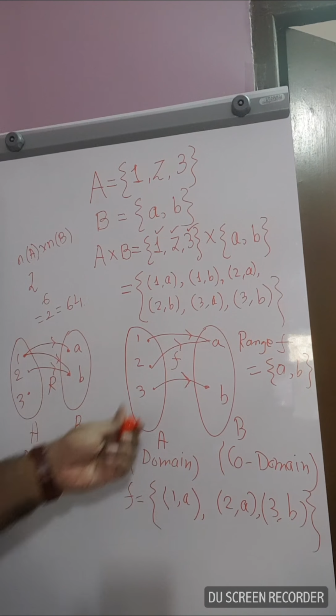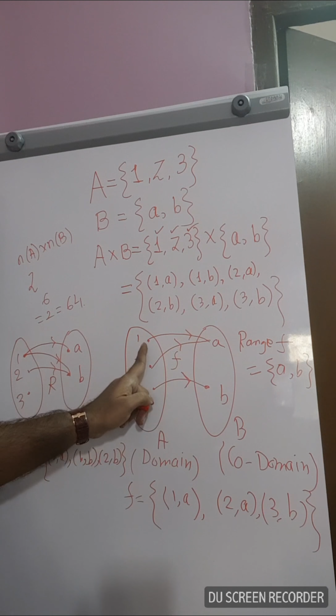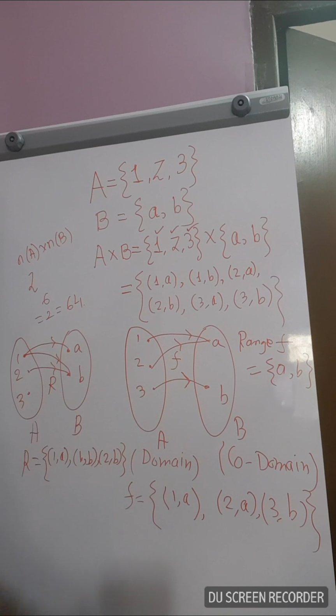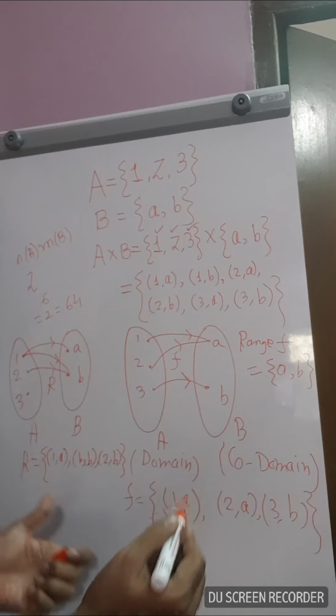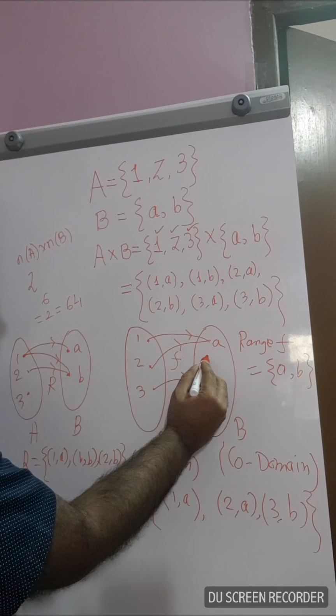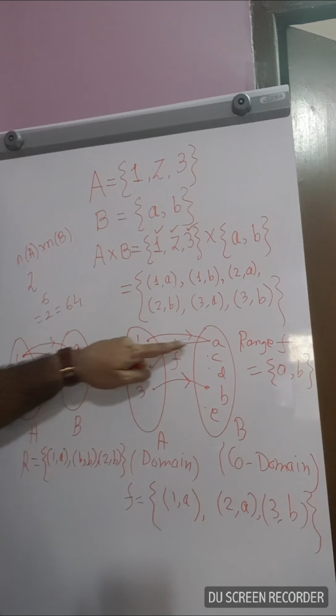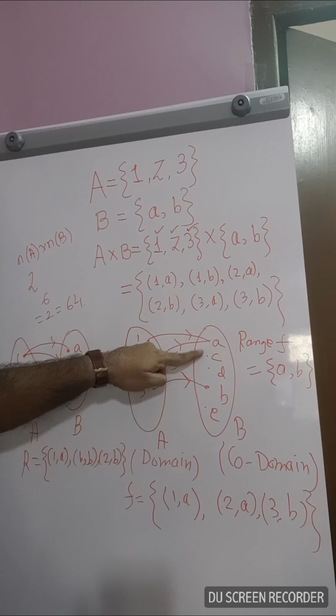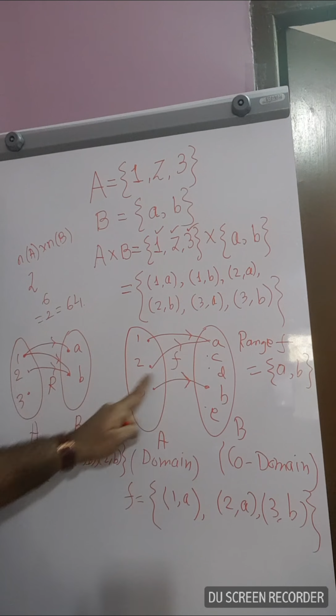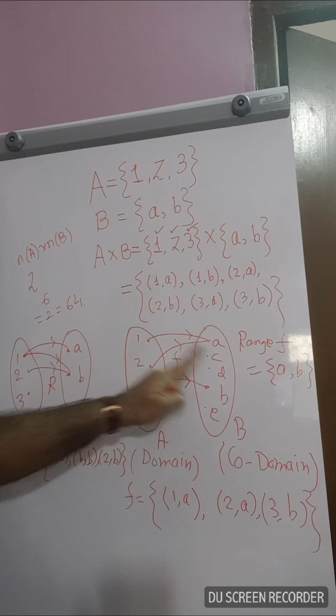Images means all the members of the codomain which are linked to some member of the domain. Now if I have multiple members in the codomain, say in the same diagram I add some members C, D, E likewise, so they are not images. Why? Because they are not linked to any member of the domain.